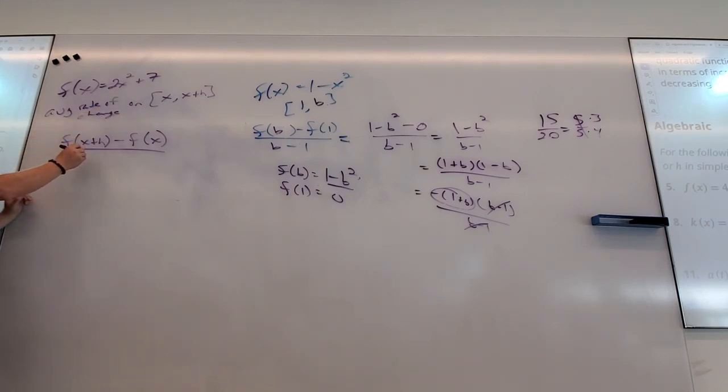Oh, yeah. X plus h, the second x minus the first x. So it's just over h. Just h, okay. Is everybody with me?